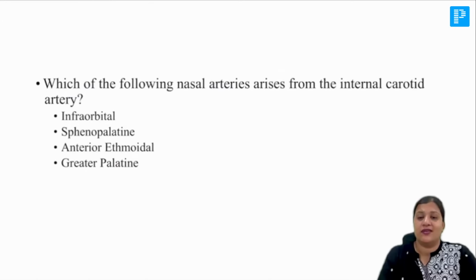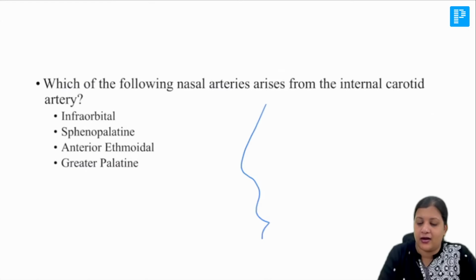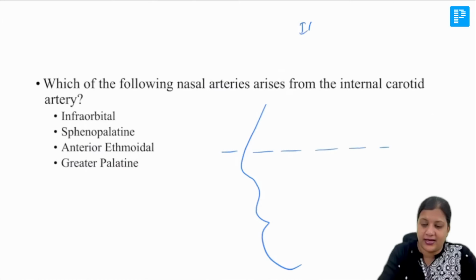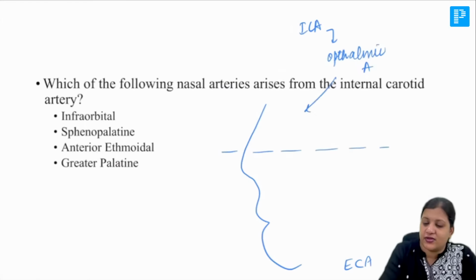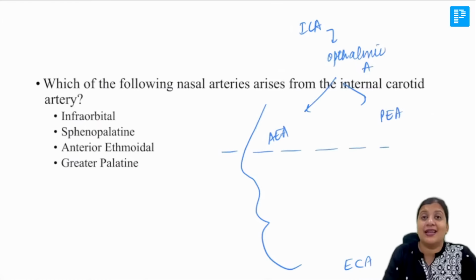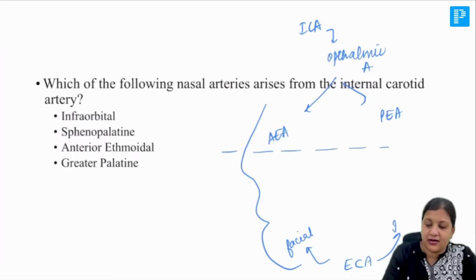So we know that the nose is supplied by two main arteries. The upper half of the nose receives its main blood supply from ICA circulation. The lower half gets it from ECA circulation. So ICA gives rise to the ophthalmic artery. The ophthalmic artery divides into two arteries: the anterior ethmoidal and posterior ethmoidal artery. The external carotid artery divides into two branches: the facial artery and the internal maxillary artery. The facial artery gives rise to a branch above the lip, called the superior labial artery.